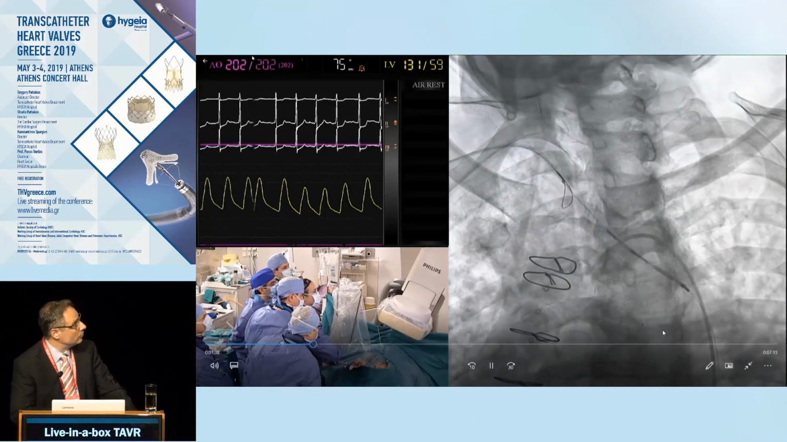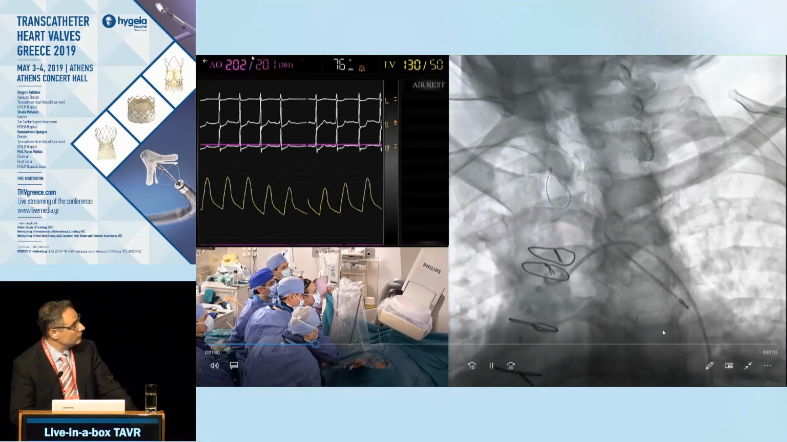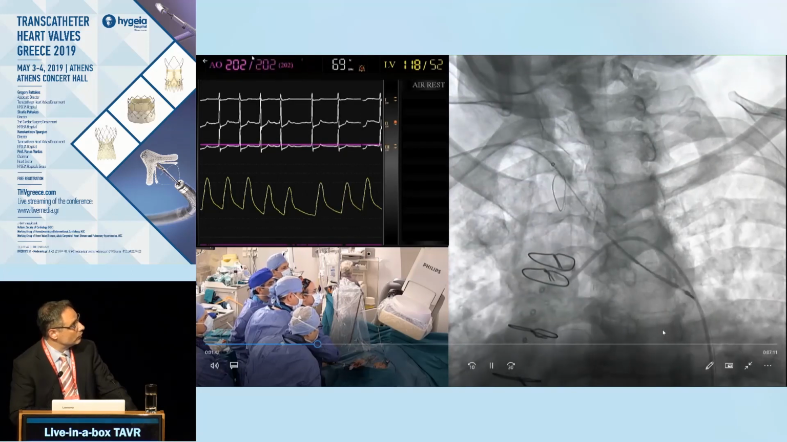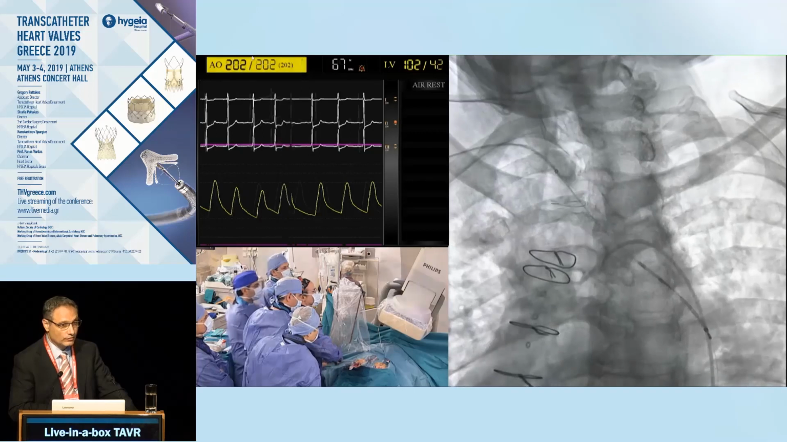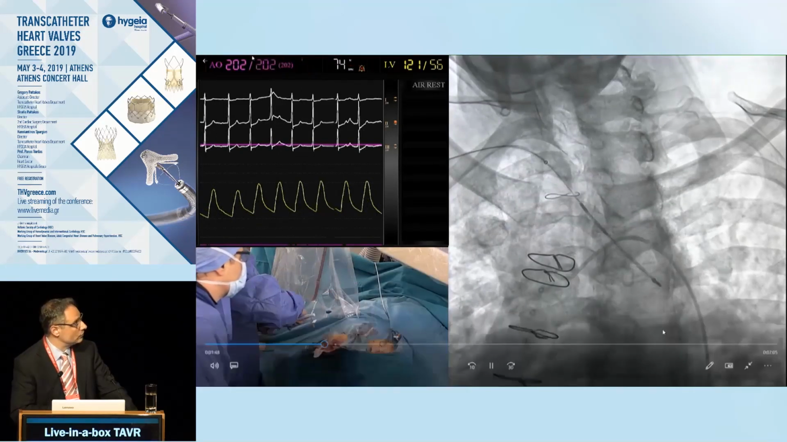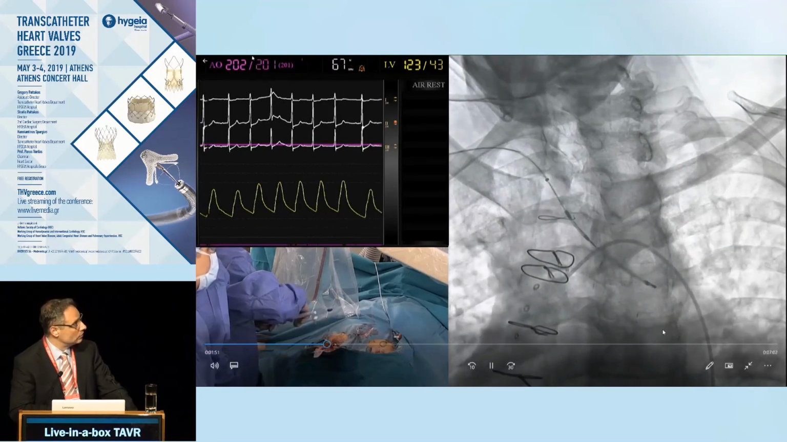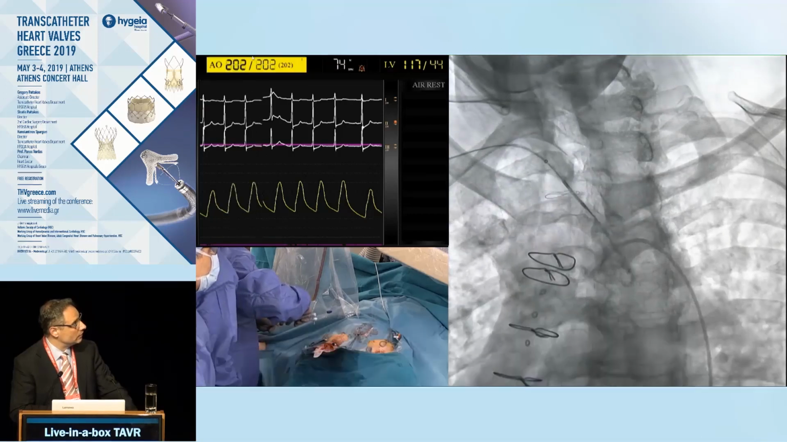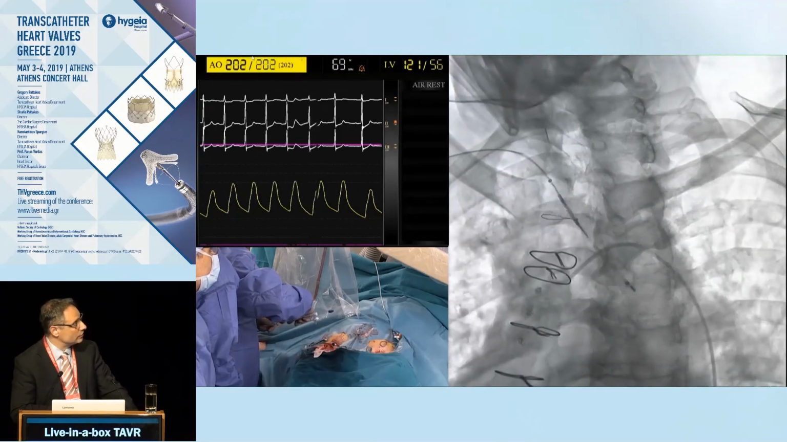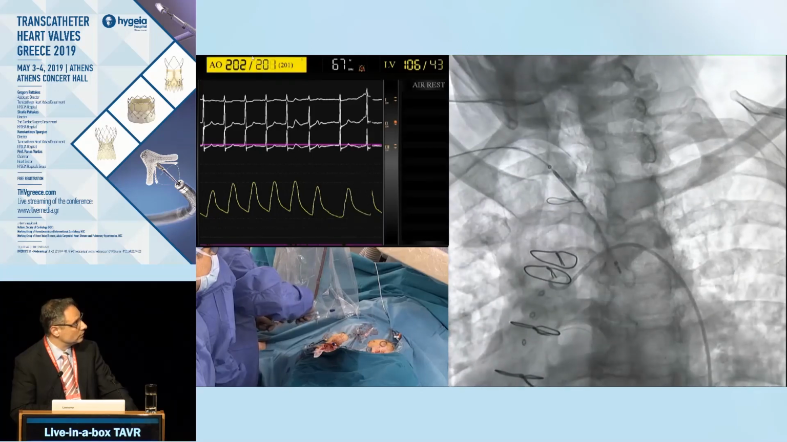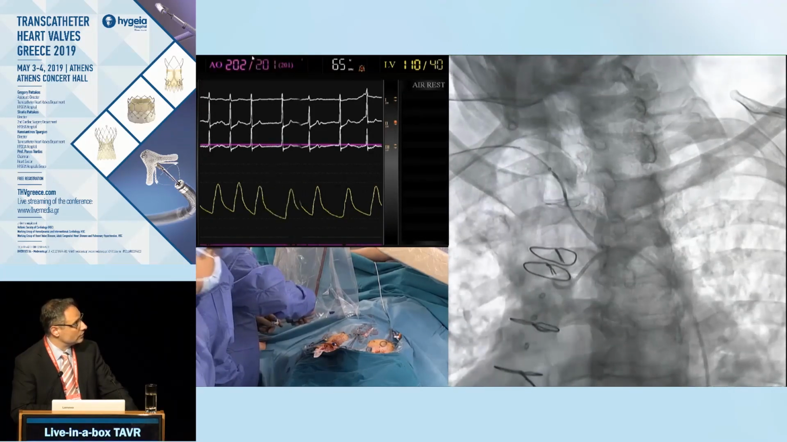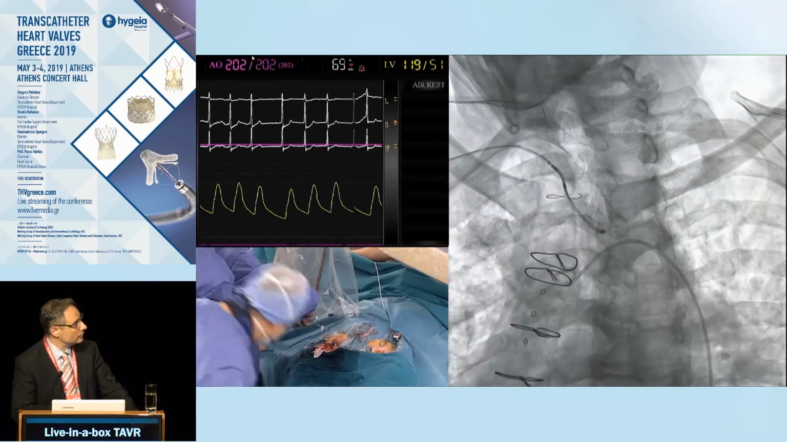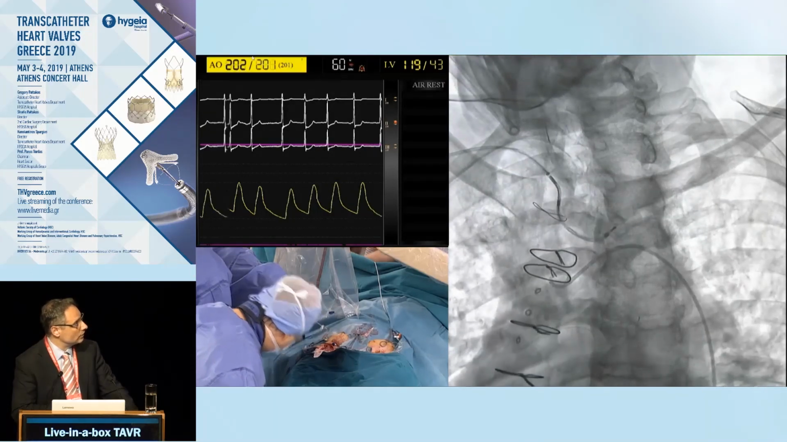We first deployed the first filter, then we stabilize it. This is the first step. We have 3 steps that we have to follow during this procedure. We withdraw the device, and then we start rotating and curving the sheath in between the 2 filters in order to orient towards the left common carotid artery.